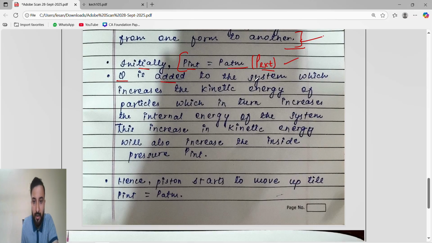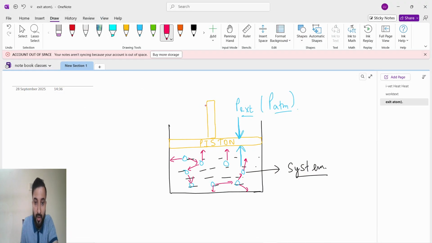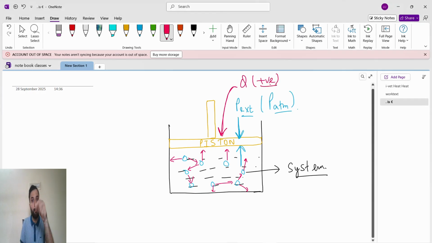Heat is added to the system. Now we are adding heat to the system, which means the system is absorbing the heat. So we know it is an endothermic process, and Q becomes plus, Q positive.